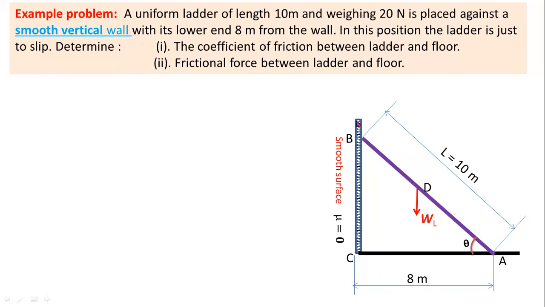Now the height of the vertical wall is not given. You have to determine that value. The angle of inclination of the ladder is also not given. You have to determine that value also.